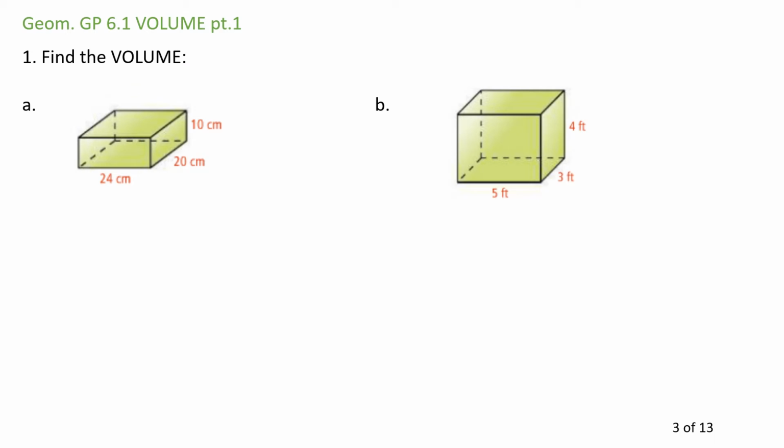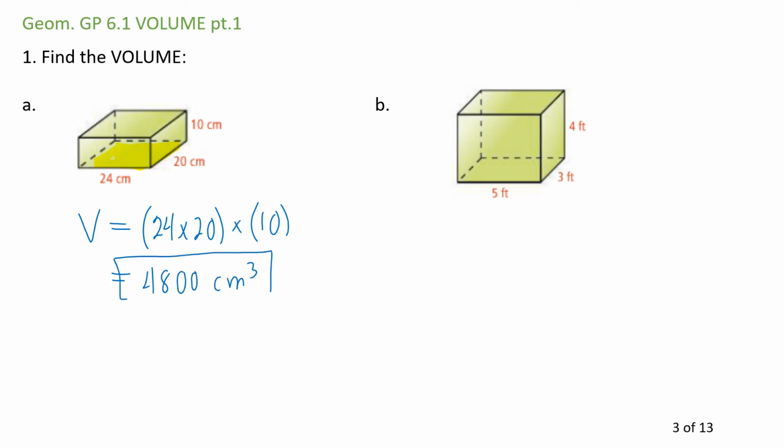So looking at this one, a box, of course, is length times width times height, but if you think of this as the base, then the volume on this one is going to be the area of the base, which was 24 by 20, and then multiplied times the height, which is 10, which is length times width times height. Same thing as a box.